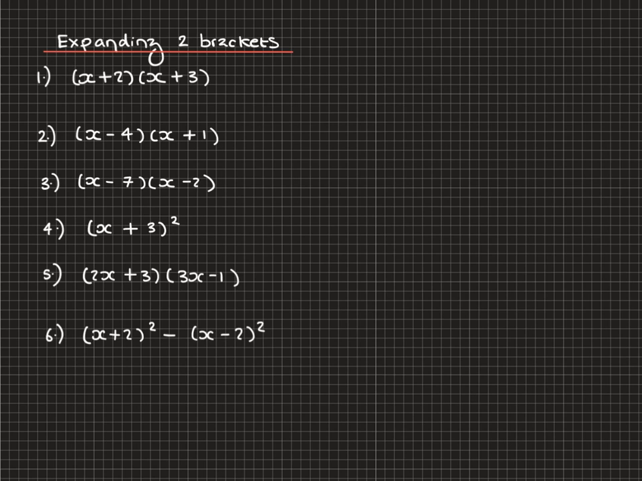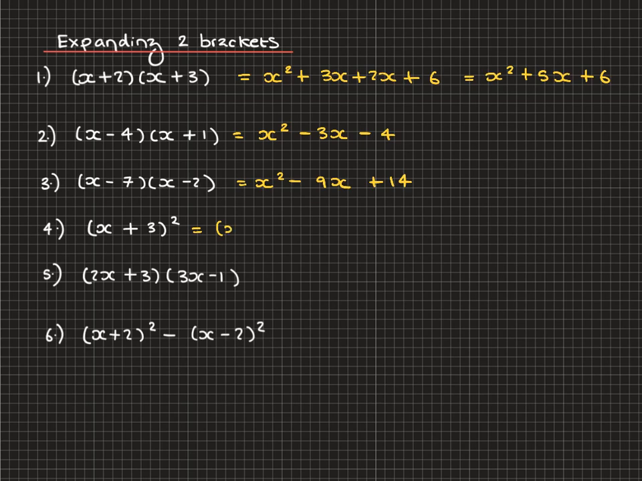Question number 1, we should find we get x squared plus 3x plus 2x plus 6, which simplifies to give us x squared plus 5x plus 6. I'm not going to put in this first step of working in most of the following examples. So, question number 2, we'll go straight to the final answer. X squared minus 3x minus 4. Question number 3, x squared minus 9x plus 14.